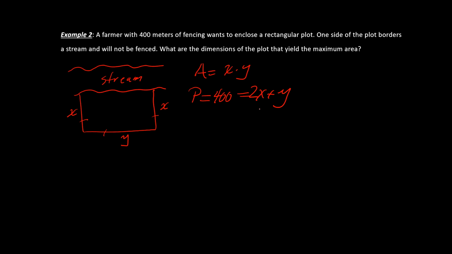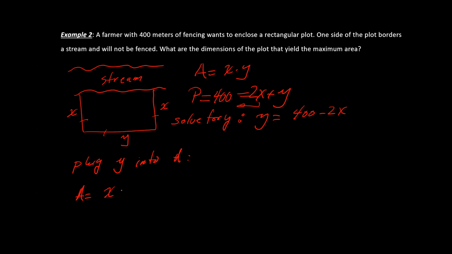Okay? That is what we have for the perimeter. So from the perimeter equation, we solve for y. y equals 400 minus 2x. Right? Bring the 2x over. Now, from here, we can plug y into A. So A equals x times 400 minus 2x, or 400x minus 2x squared.